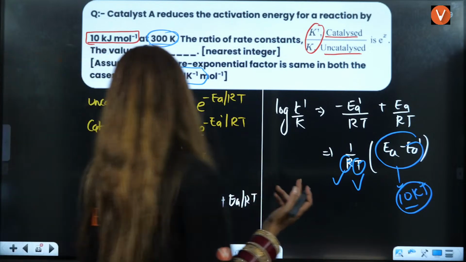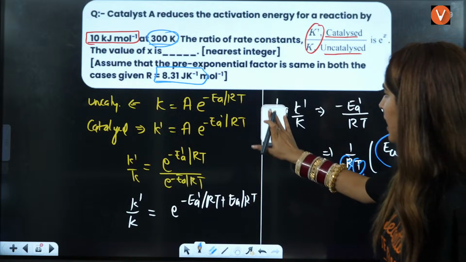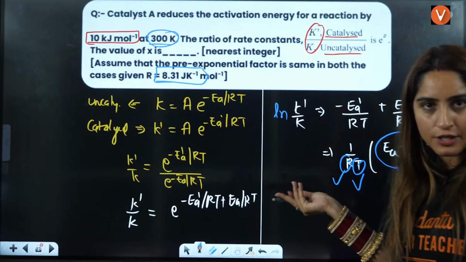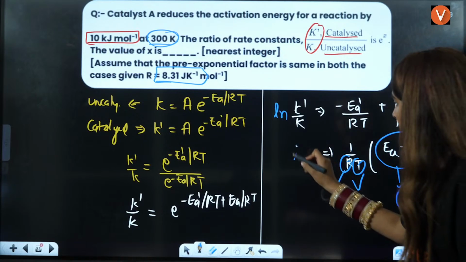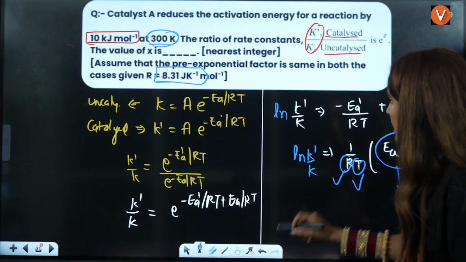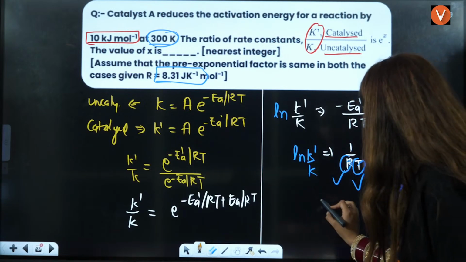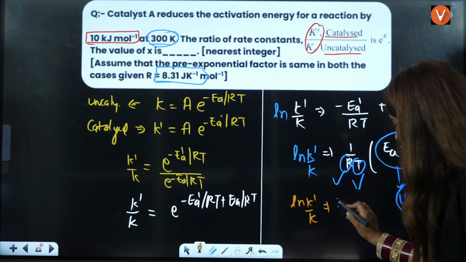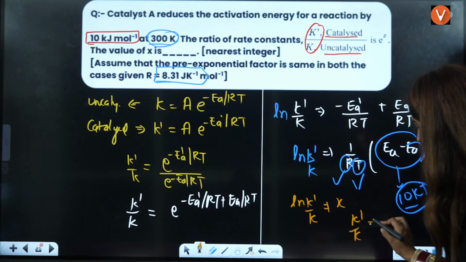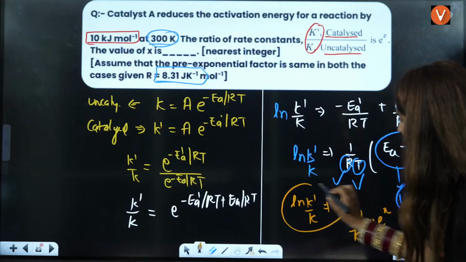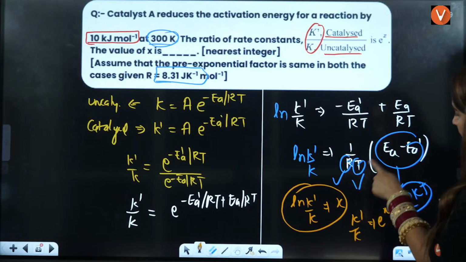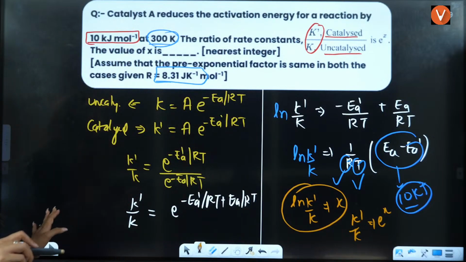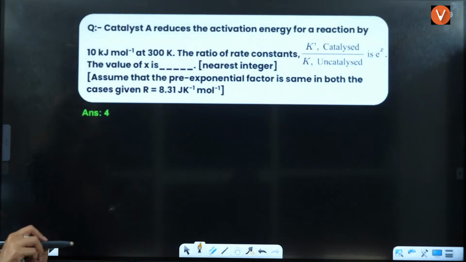Beta, instead, take the natural log here. You don't have to multiply by 2.303. Natural log of k dash by k, let us say it is going to be x. Then the value of k dash by k will be equal to e raised to power x. So you have to find this value x, that is 1 by RT multiplied by 10 kilojoules. Understood? Yes, everybody.